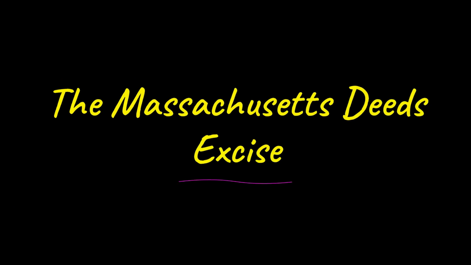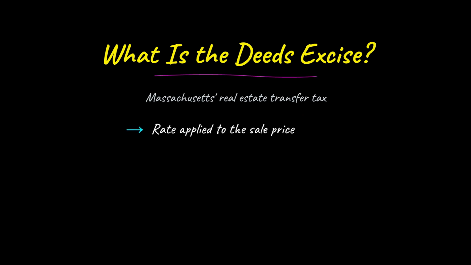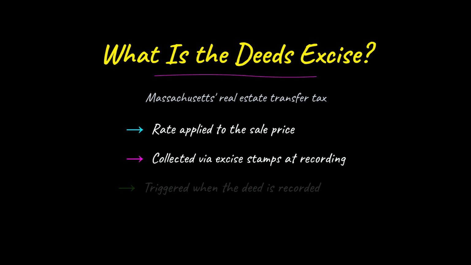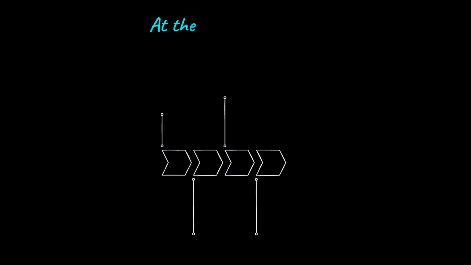Every time property changes hands in Massachusetts, the state collects a transfer tax when the deed is recorded. A classic exam point is simply knowing who customarily pays it. The deed's excise is a rate applied to the consideration paid for the property, collected through excise stamps affixed when the deed is recorded at the registry. Because it's tied to recording, it's sometimes called a stamp tax.